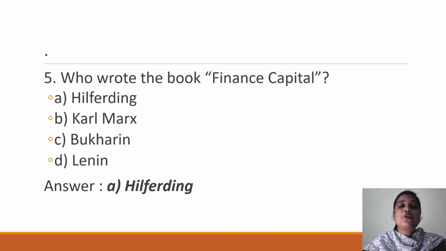Next question was, who wrote the book Finance Capital? Hilferding, Karl Marx, Bukharin, or Lenin? So Finance Capital was a book which was written by Rudolf Hilferding. So the correct answer is A, Rudolf Hilferding.